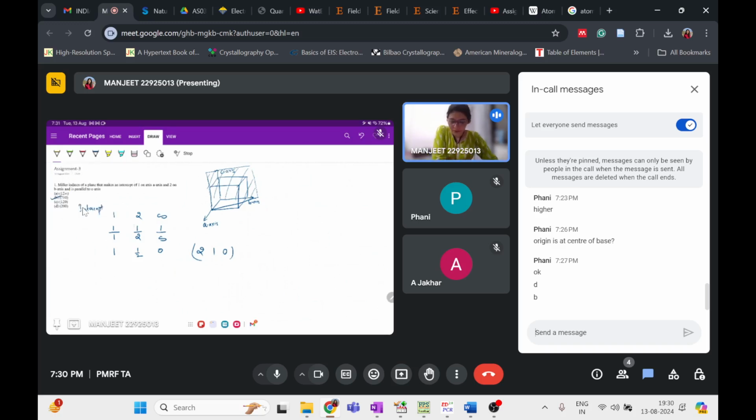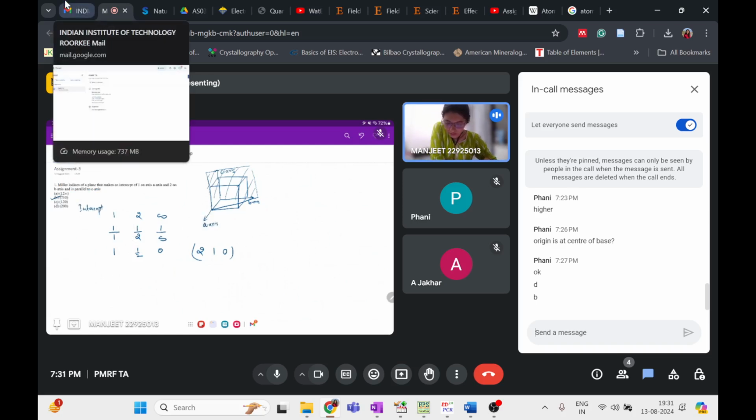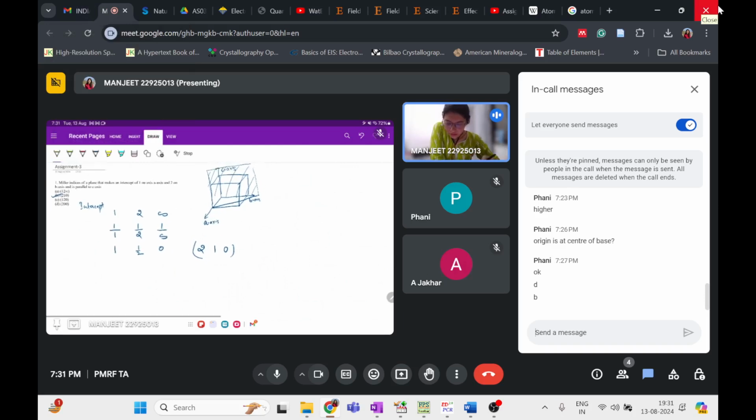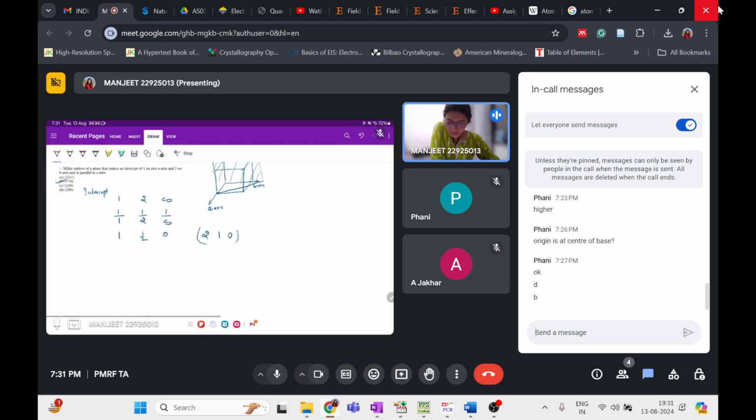I'm just reviewing each question of the assignment, so just let me know if you have any doubt in any question. In the first question, you have to calculate the Miller indices of a plane. The intercepts are given along the A, B, and C directions, so you have to find the Miller indices. Simply take the reciprocals and find the smallest set of integers.